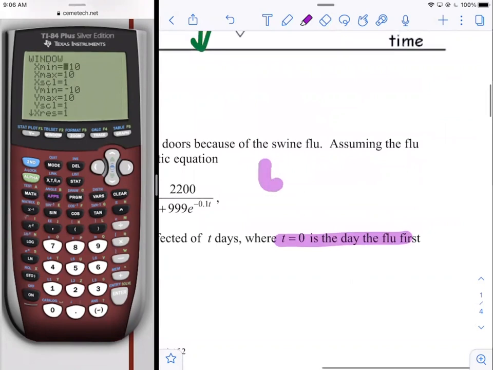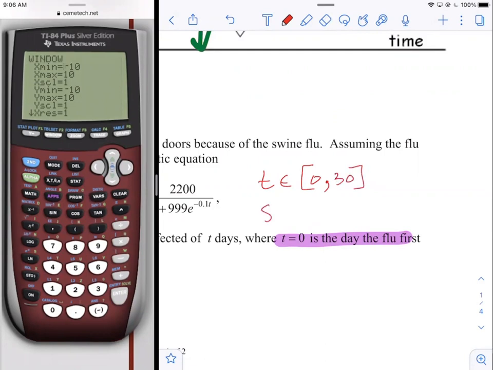Zero. Yeah, I'll write it here like I did yesterday. T epsilon, we'll say, bracket, we're going to start at zero. And then the upper bound, this is in days. And this is the one I said yesterday that you might have to play around with. How many days do you want to let this flu spread? So I think we tried 30 at first yesterday. I'll just try it again.